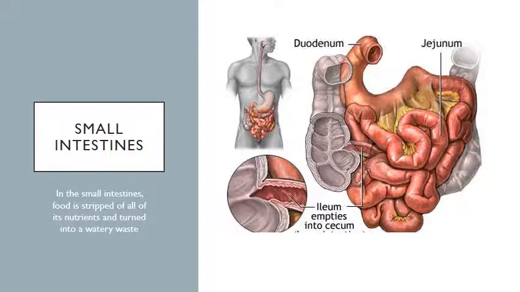From the stomach, you go through the pyloric sphincter, you enter into the small intestines. The small intestines is where real digestion happens. That's where you're going to strip away all the nutrients. This is where you're pulling out the nutrients from the food. And you're going to turn all that food into this watery waste.